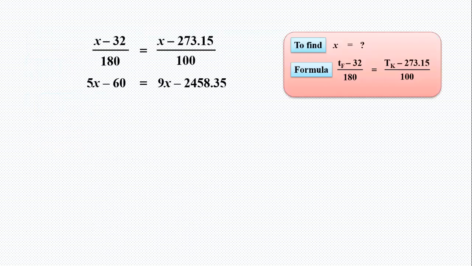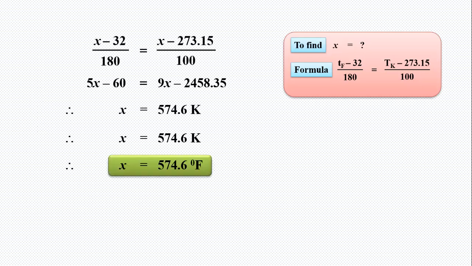So this will be 5x minus 160 is equal to 9x minus 2458.35. So we get here the value of x is 574.6 Kelvin, and that is equal to 574.6 Fahrenheit also.